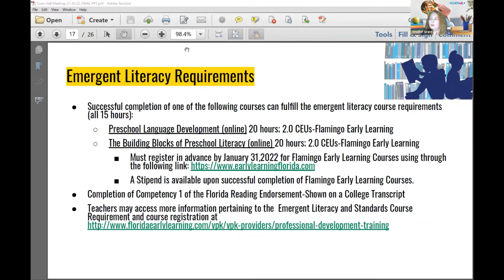I am not sure if the 300-hour reading endorsement given through the public schools counts. We'll have to check into that. And I am not sure about directors of VPK centers. There are director requirements as well for this. I'm not sure if we've got that on here. That might be the next slide.